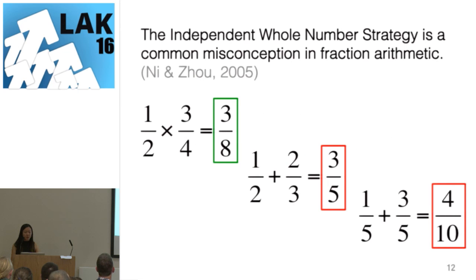Okay, so the misconception that we focused on in fraction arithmetic is called independent whole number strategy, and it's very commonly seen among students. I guess you could call it more of a misprocedure. But basically in this strategy, students just apply the operator that's in the problem to the two numerators to generate the numerator of the solution, and then they apply the same operator to the two denominators to generate the denominator of the solution. So you can see in these examples that when applied to multiplication, students will generally get the problem correct, and when applied to addition, they will generally get the problem incorrect.